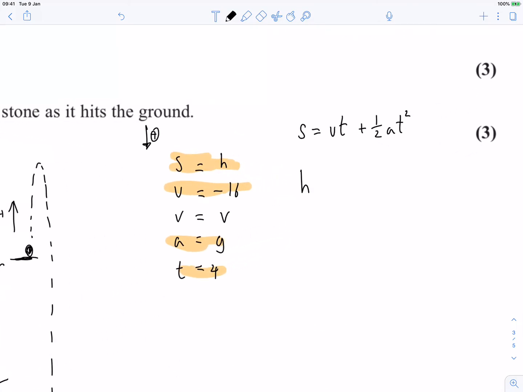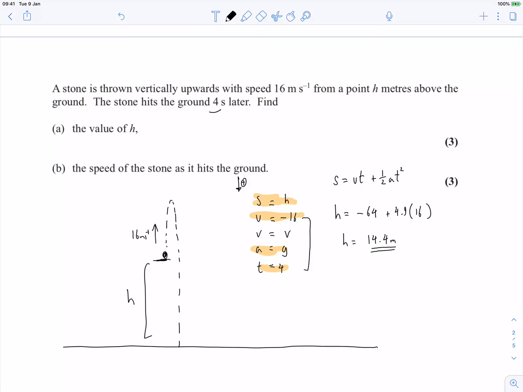So S is h, UT is minus 16 times 4, which is minus 64, plus a half of g, and half of 9.8 is 4.9, times T squared, which is 16. So 16 times 4.9, and if I minus 64, I'll get the height must have been 14.4 meters. So that's my answer for part A. Part B, find the speed of the stone as it hits the ground.